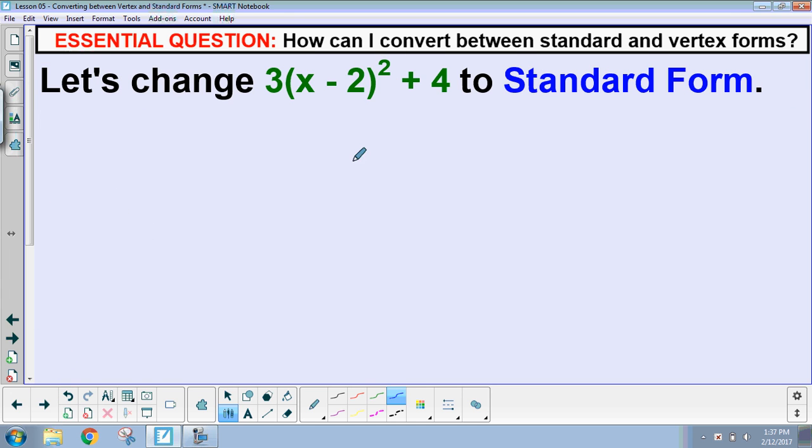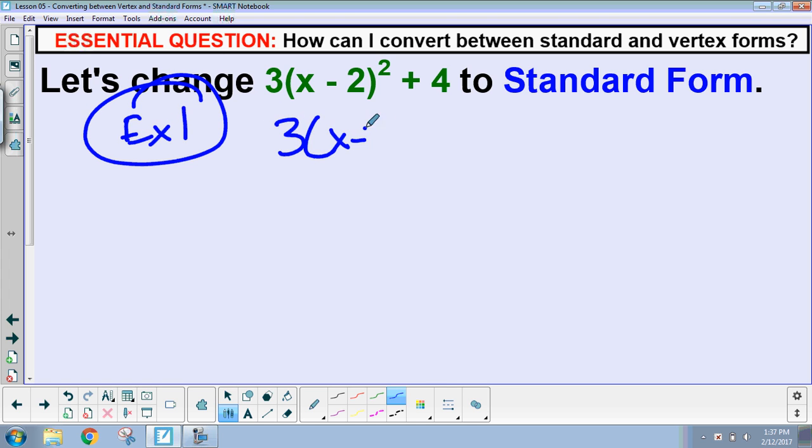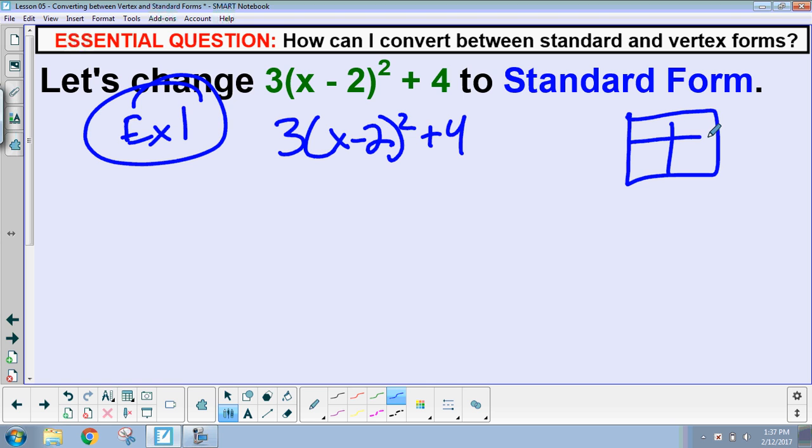So, as far as an example goes, this will be example 1. So, just go ahead and recopy this. And just like the warm-up told us to do, let's do the x minus 2 squared first part. So, Punnett square, x minus 2, x minus 2, x times x is x squared. Negative 2 times x, negative 2x. X times negative 2 is another negative 2x. Negative 2 times negative 2 is a plus 4.